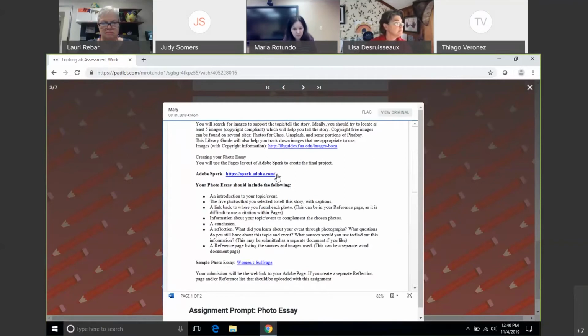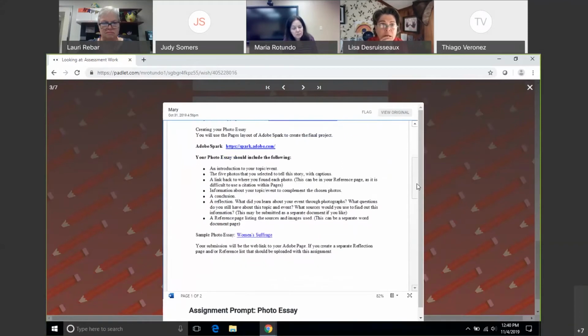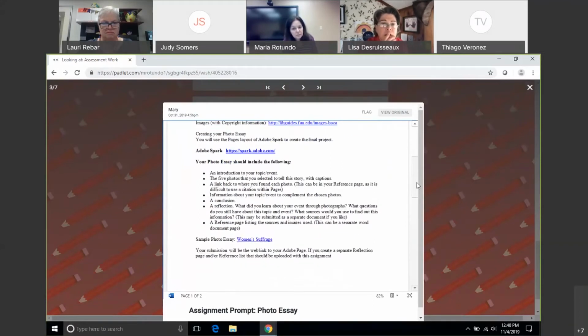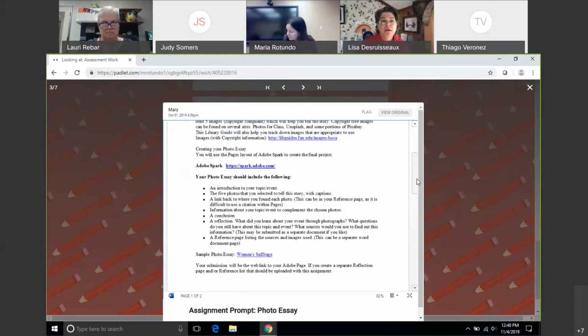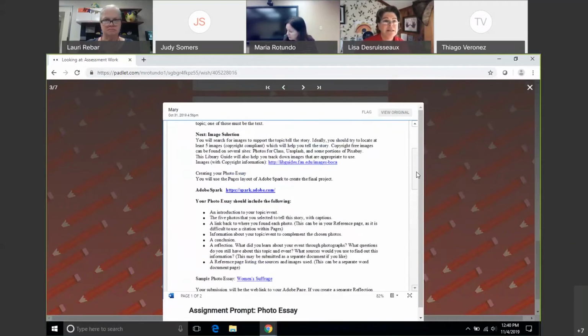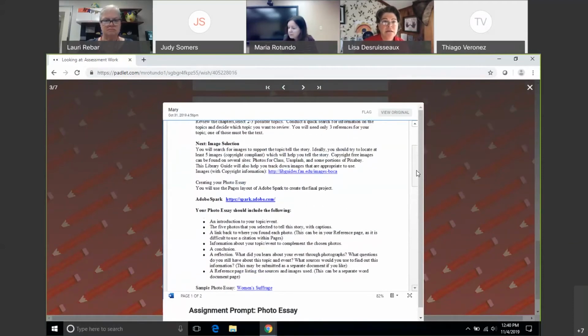But I really liked the level of detail. It's very clear. He explained the different components that you need in a photo essay. It was great. The sample photo essay was there.